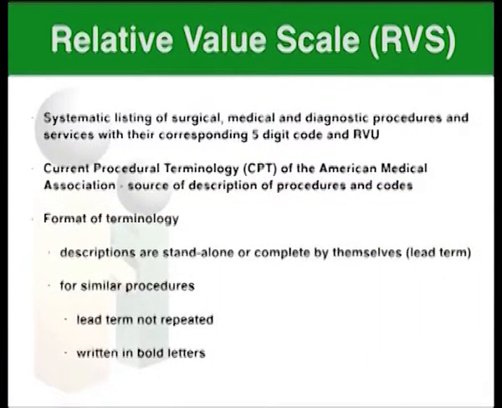The Relative Value Scale of 2010 is a systematic listing of surgical, medical, and diagnostic procedures and services and their corresponding 5-digit code and relative value unit. The description of procedures and the codes used are mostly lifted with permission from the current procedural terminology or CPT of the American Medical Association.